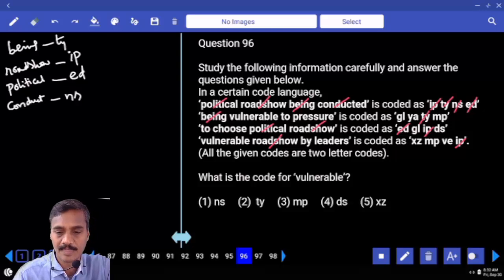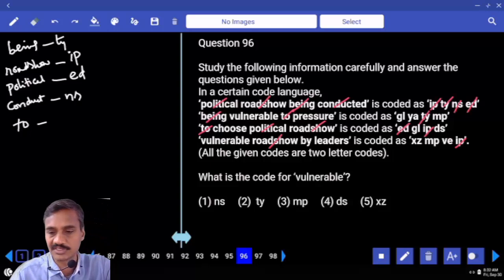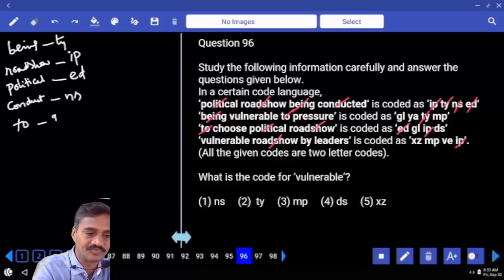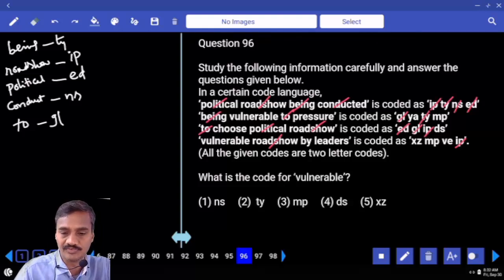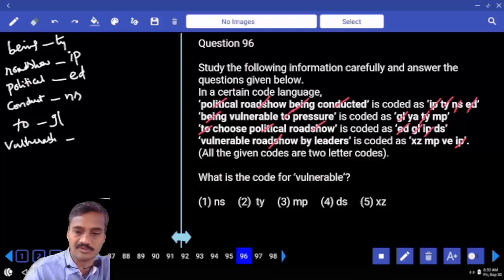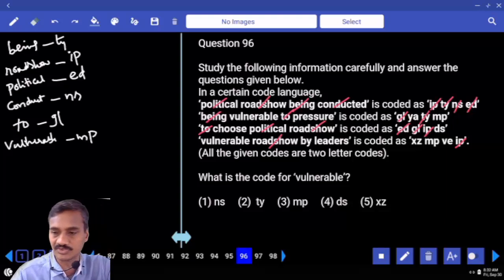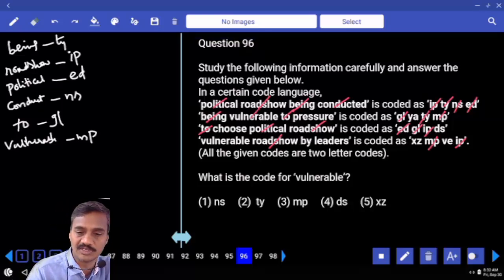The next one coming to 2 and 3, vulnerable to pressure. Now what is the word that is common between 2 and 3? 'To' is common, and what is the code that is common between 2 and 3? GL. And the code for 'to' is GL. Then if you compare 2 and 4, vulnerable and pressure. Now what is the word that is common? Vulnerable. Now the code given to the word vulnerable is, and YAMP, MP is common. And the code for vulnerable is MP.